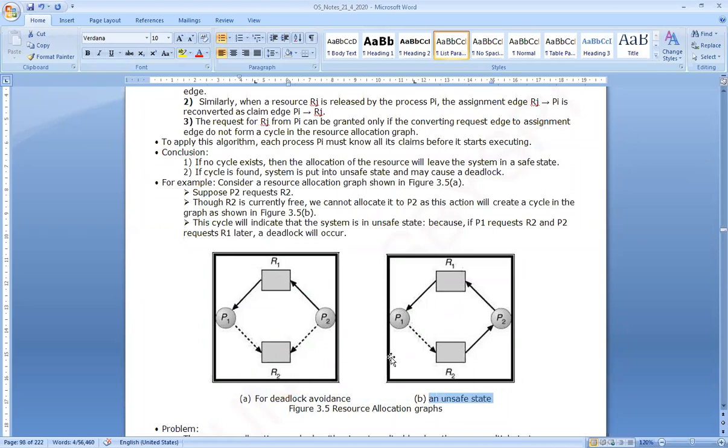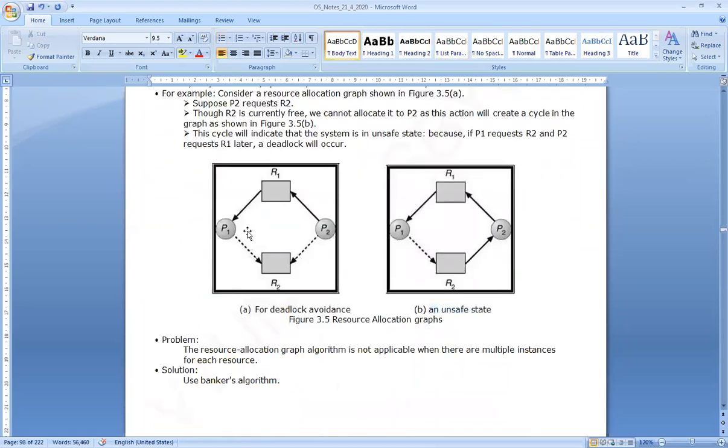As you can see here, the resource allocation graph can be represented in two ways. One is for deadlock avoidance, where the graph is represented by resource R1, resource R2, process P1, and process P2. Whereas if I go for the unsafe state, again the same diagram: R1 is there, R2 is there, process P1 is there, and process P2 is there.